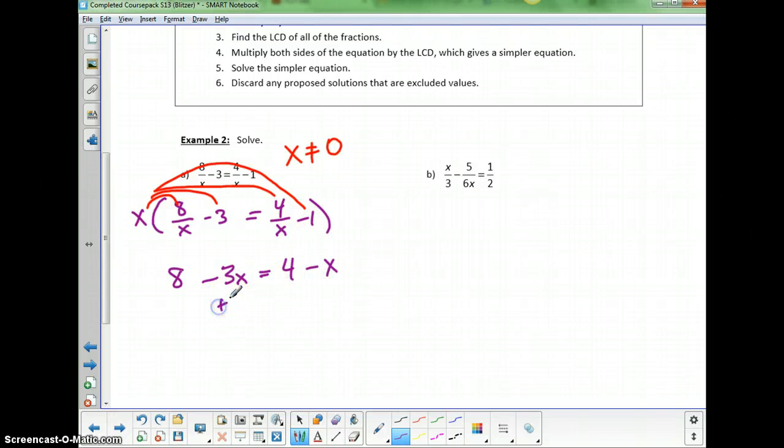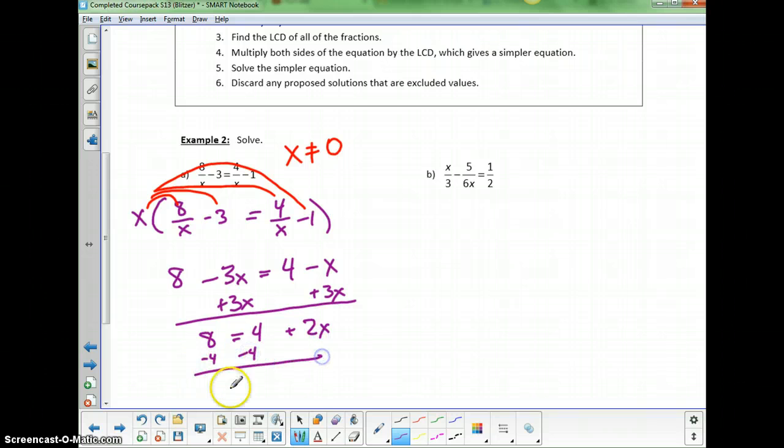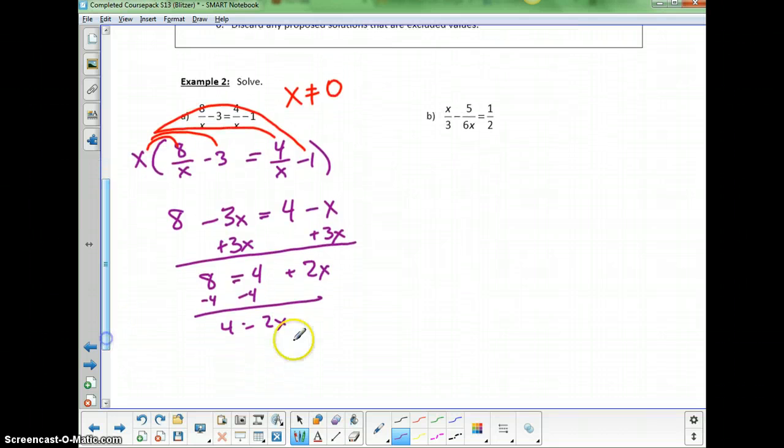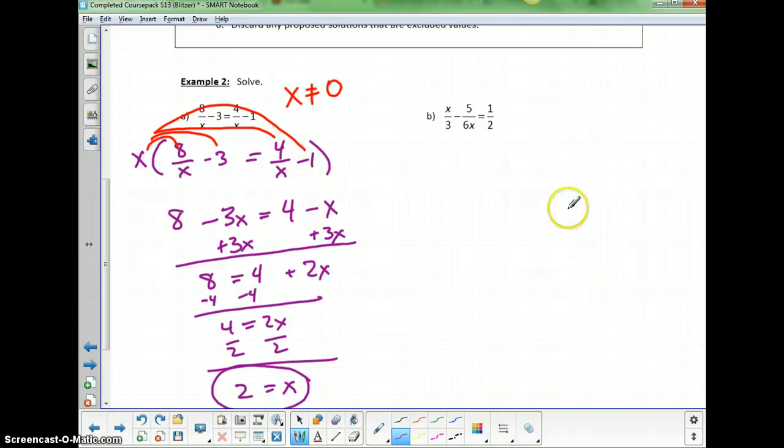Okay, so let's just start solving. I'm going to add the 3x to both sides. So that gives me 8 equals 4 plus 2x. Subtract the 4. 4 equals 2x, and then divide both sides by 2. 2 is my x. That is not the extraneous solution, so that is the answer. Okay, look at the next one.